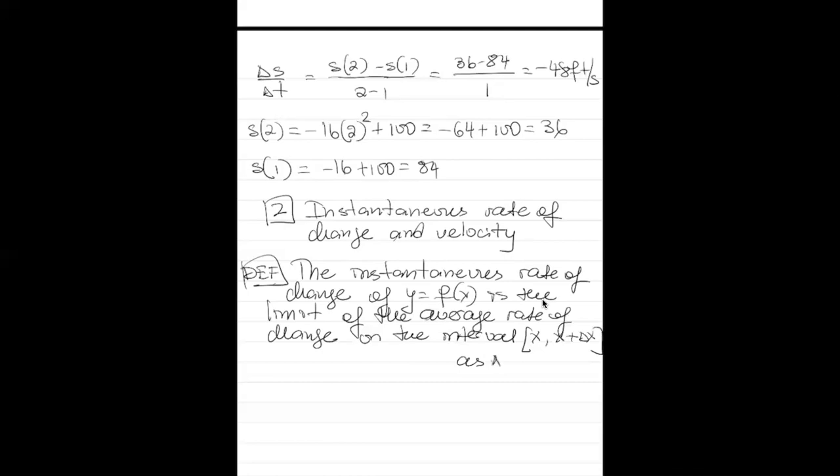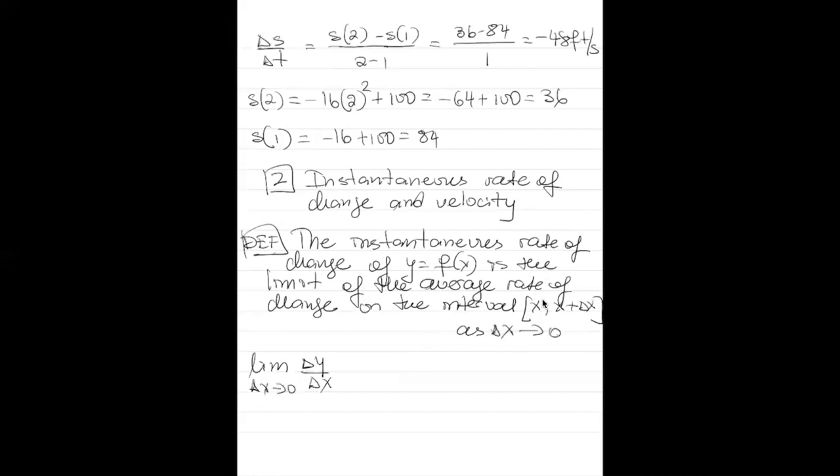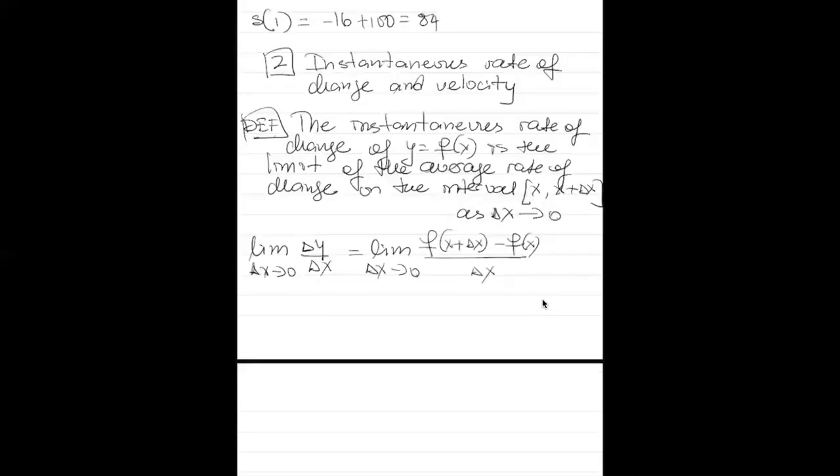Let's write this down with an equation. The limit of the average rate of change when delta x goes to 0 is f of x plus delta x minus f of x over delta x, as delta x goes to 0. Think about the average rate of change as the secant line and the instantaneous rate of change as the tangent line. The slope of the tangent line is the limit of the slope of the secant line.